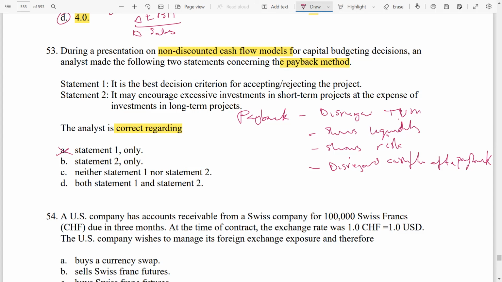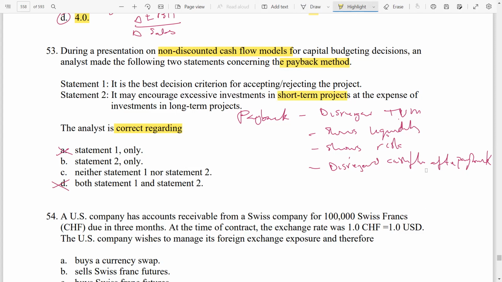It also says both statement 1 and 2, so we can eliminate D. Now we have B and C, either 2 alone or neither 1 nor 2. So either 2 is correct or none is correct. And statement 2 says it may encourage excessive investment in short-term projects at the expense of investment in long-term projects. All right, so that's a key word here.